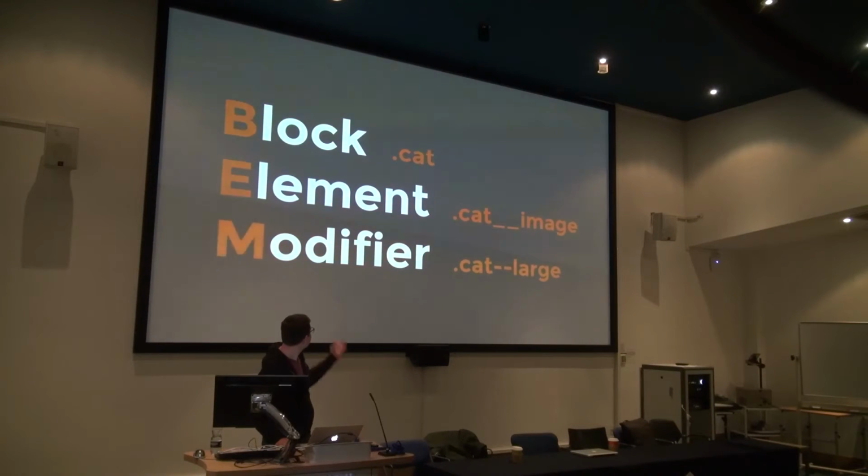So in this example here, we've got cat. As you saw there, we've got the cat, and then an element is illustrated with a double underscore, and then a modifier is a double dash. Again, so you can see just by looking at a double underscore that it's an element, or a double dash, that it's modifying the core module itself.